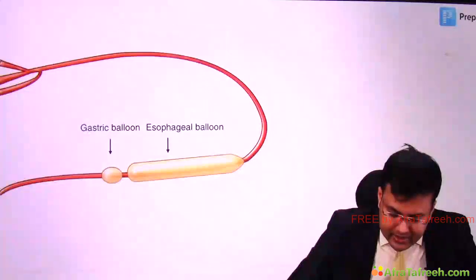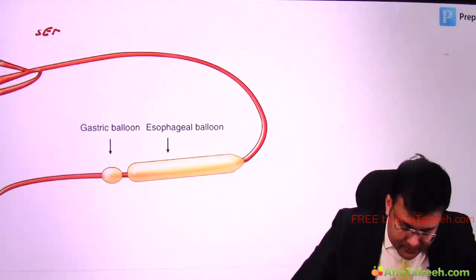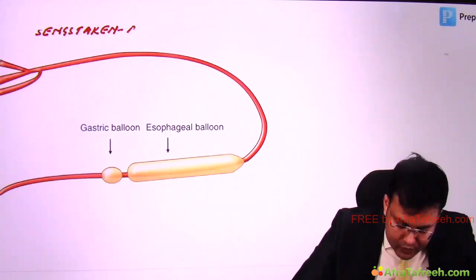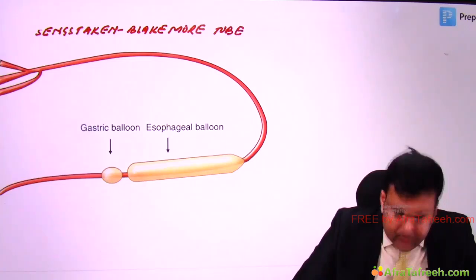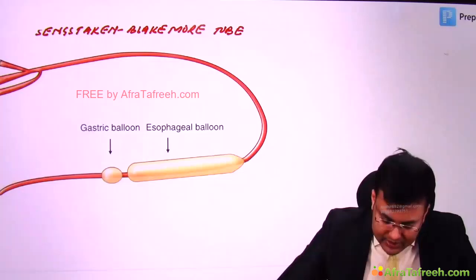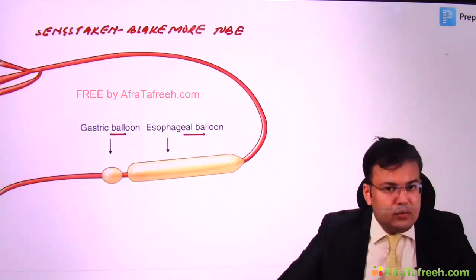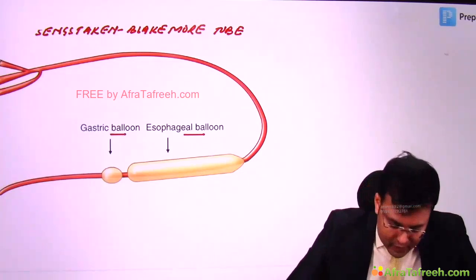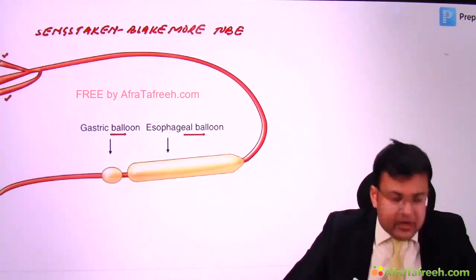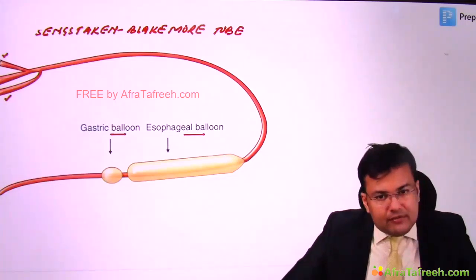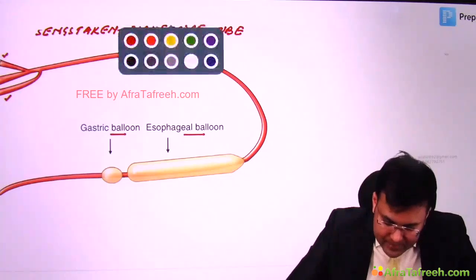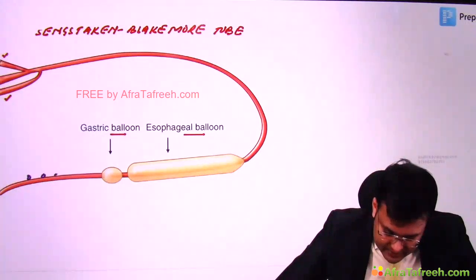So here you can see this is the Sengstaken-Blakemore tube, in short called SB tube. Here you can see how many balloons are there. One is the gastric balloon, one is the esophageal balloon. So this is a double balloon, and how many lumens? 1, 2, 3. So a triple lumen tube. What is this third lumen for? Two lumens are for balloons and one is for aspiration. So there is an aspiration channel.